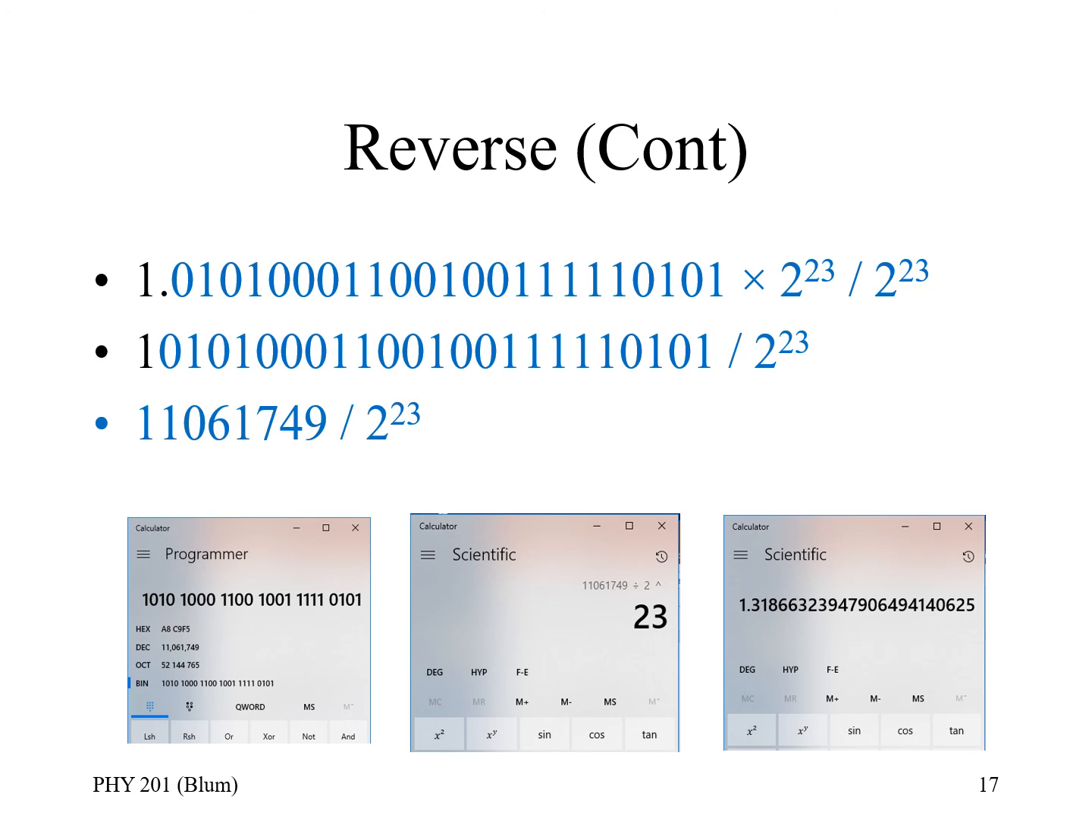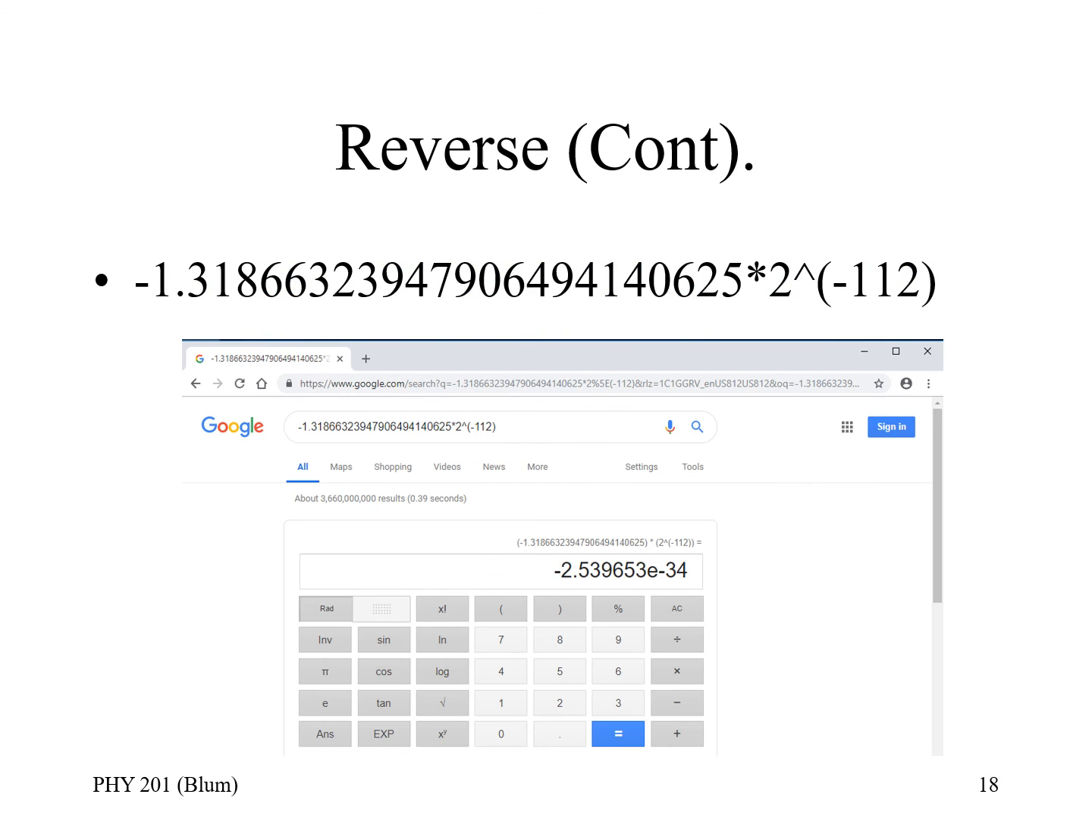Remember where we started, 1 point something. So the number's clearly bigger than 1, and it's also clearly smaller than 2. If it were 2, it'd be 10 something. So this process, if it's done correctly, will get us a number more than 1 and less than 2, and that works out. So let's put the pieces together.